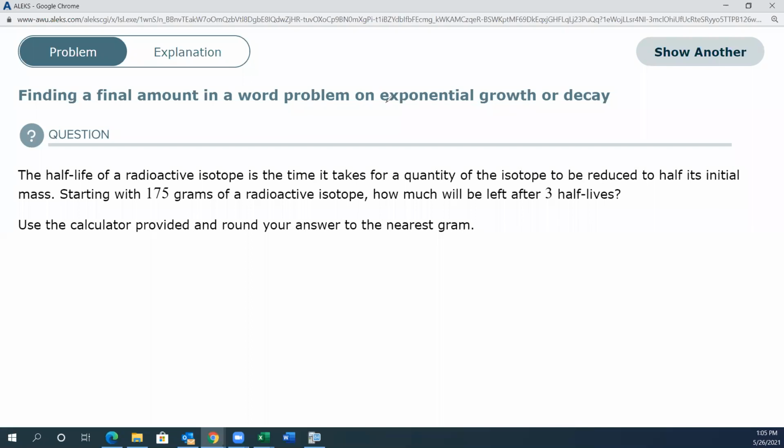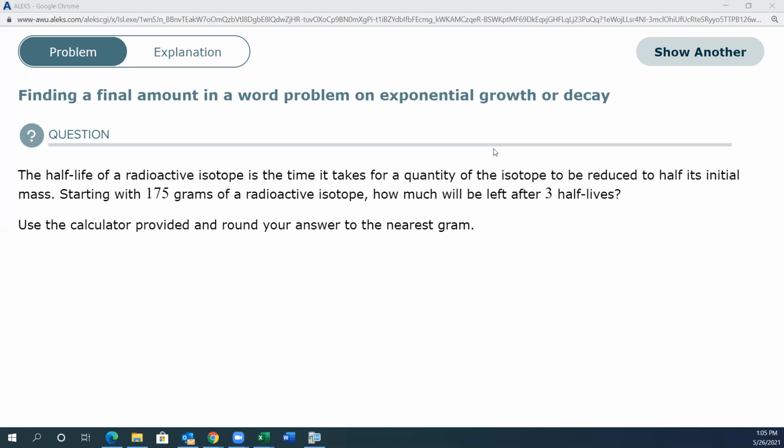All righty. So this time we're dealing with radioactive stuff. Anytime you see radioactive, it's going to be an exponential decay problem. In other words, like the car problem, you're losing stuff, like losing value of the car. But in this case, you're losing material, the radioactive material. Okay, so you start off with 175 grams, and there's a half-life. They don't tell us what the half-life is, whether it's 10 minutes or 5,000 years.